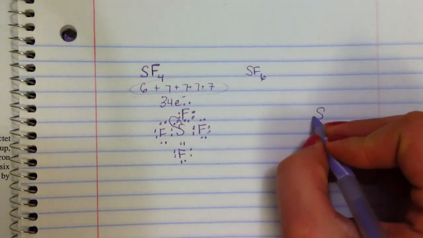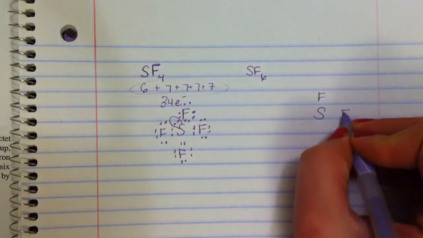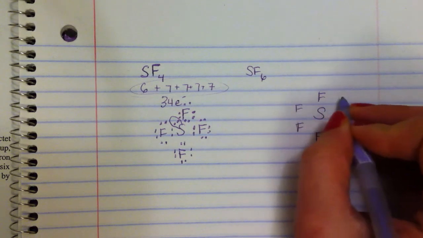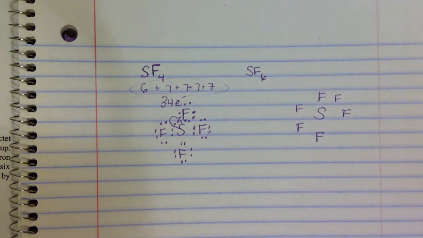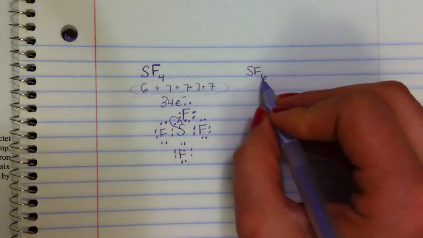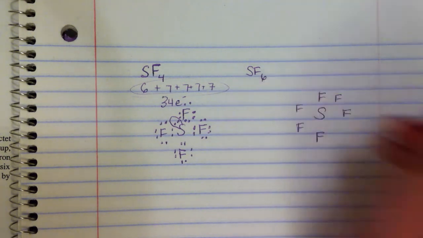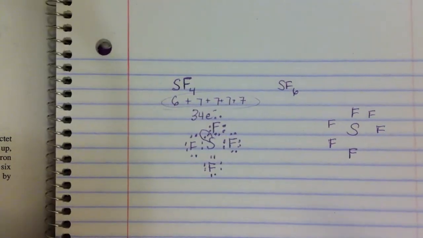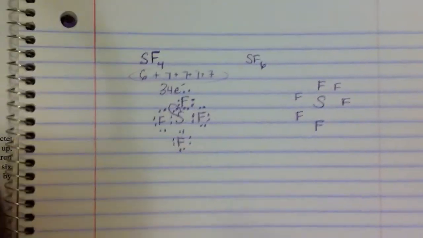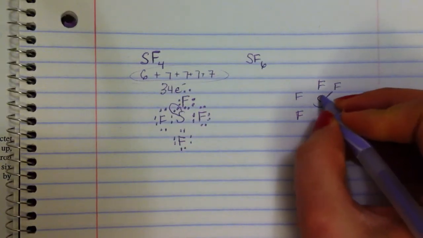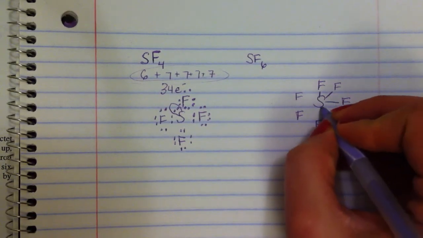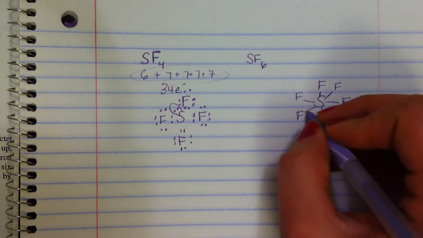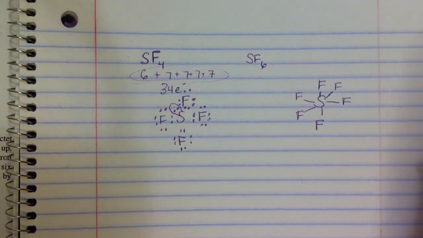Now here we have a sulfur with 6 fluorines. Sure, we'll put the last one there. And we have to count how many electrons that is. So 6 times 7 is 42, plus another 6 would be 48 electrons, which is a lot of electrons. So we have to bond each of these things. Each line represents 2 electrons. 2, 4, 6, 8, 10, 12 used.